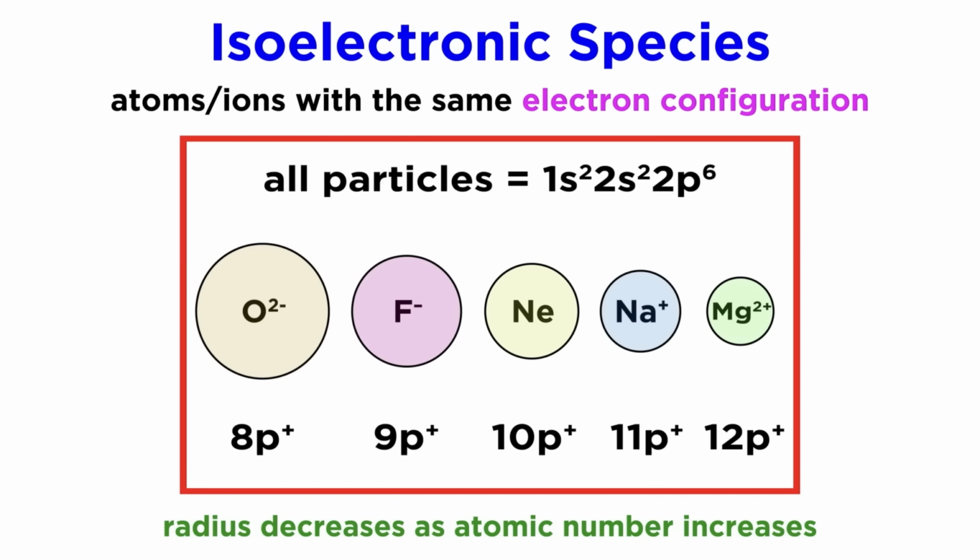When comparing isoelectronic species, the radius will decrease as the atomic number increases. This is because they will all experience the same amount of electron repulsion since they have the same number of electrons. But as we add more protons to the nucleus, this pulls the electrons closer to the nucleus.